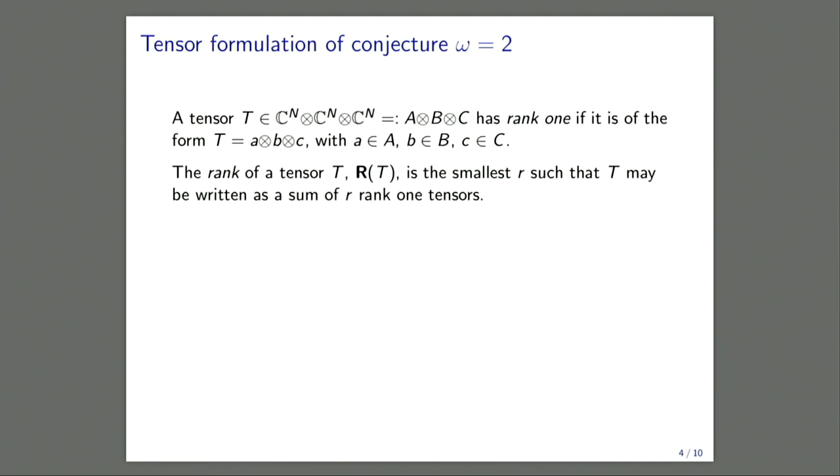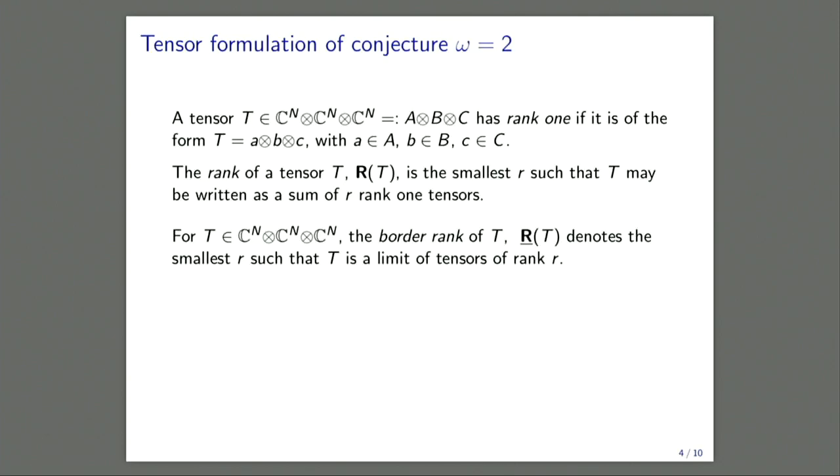A tensor has rank 1, just like if a matrix has rank 1, you can write it as a product of a row vector and a column vector. Same thing here, only you need 3 vectors. And the rank is the smallest r such that you can write your tensor as a sum of r rank 1 tensors.